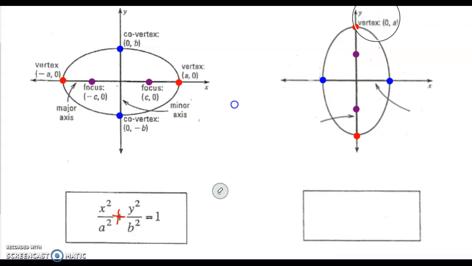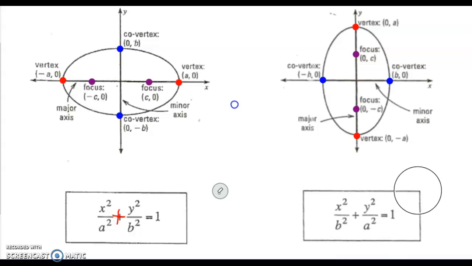Okay, now let's figure out kind of what's happening over on this one. This one, your A, your vertices are going to be on the y-axis because it's longer up and down. So the up and down gets the A. Side to side is the co-vertices this time, so those get the B. Foci are always going to be C. The minor axis is on the x this time. The major axis is on the y. So major goes with the tall one, or the wide one, depending.